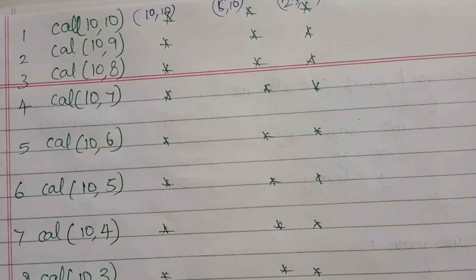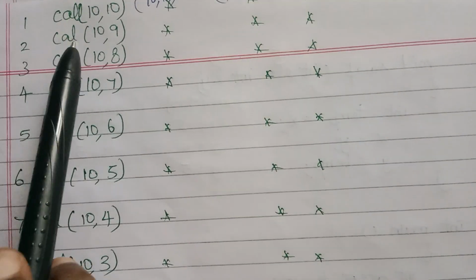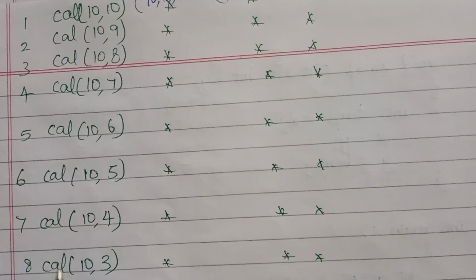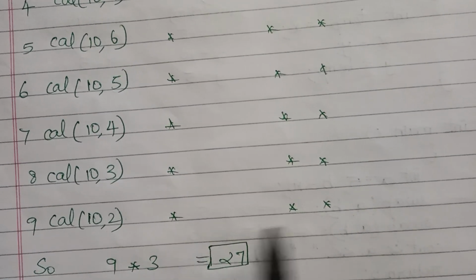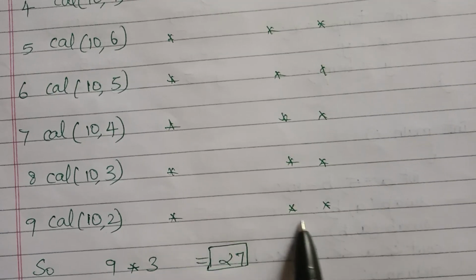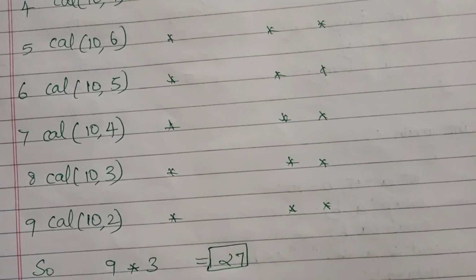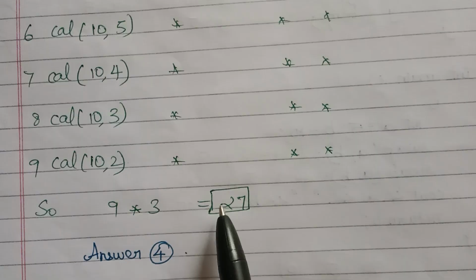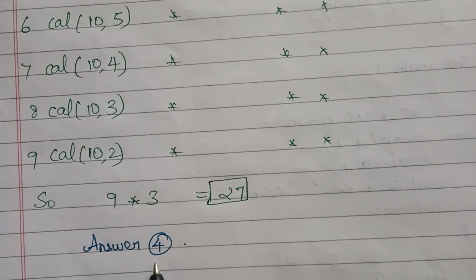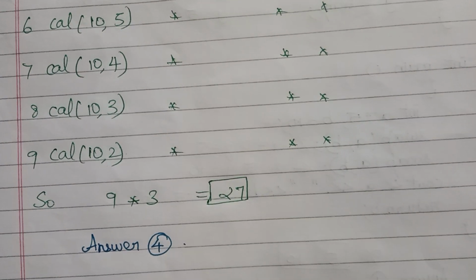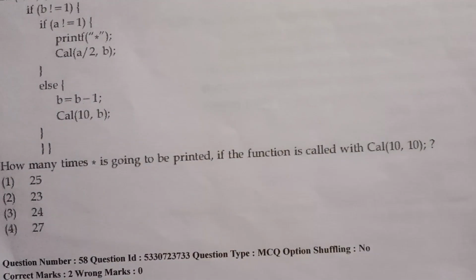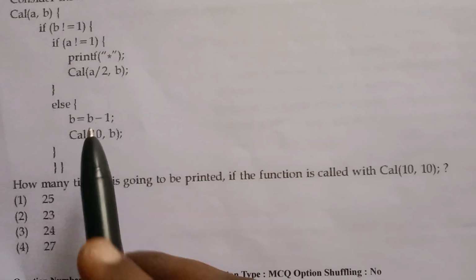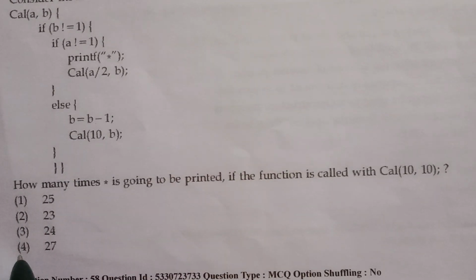Then for b value 8, 7, 6, 5, 4, 3, 2. So how many times is it? 1, 2, 3, 4, 5, 6, 7, 8, 9 times. So 9 times this function is called and the star is printed. So how many times is the total number of stars printed? It is 9 into 3, that is 27. Hence the answer is option number 4, that is 27.